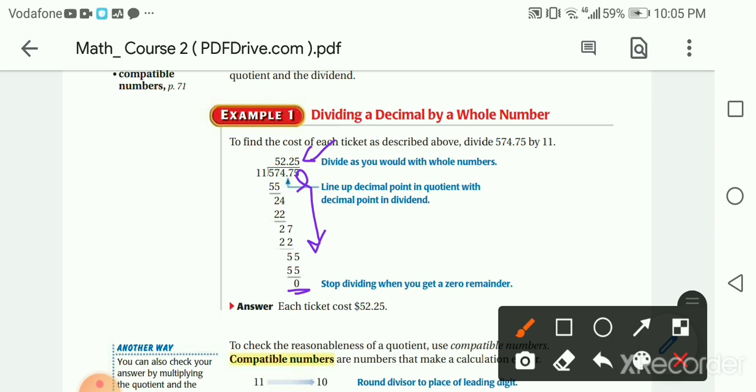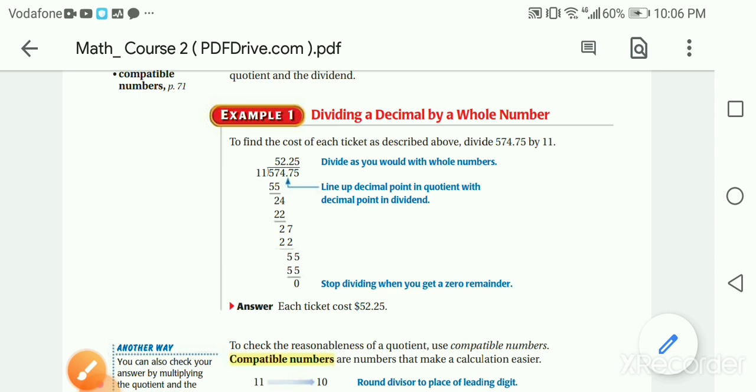So stop dividing when you get a 0 remainder. Okay, remember this well. So each ticket here costs $52.25. It's easy, the long division.